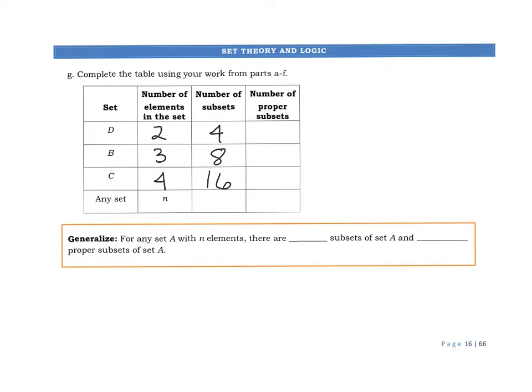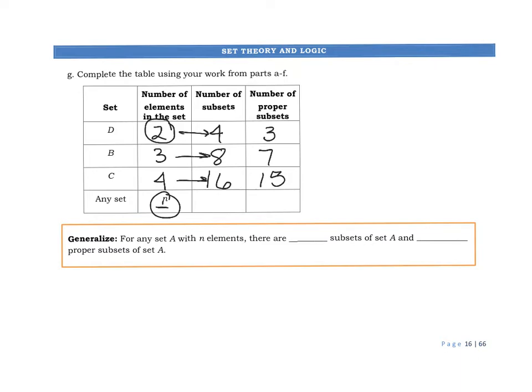And the number of proper subsets, remember you can't include the set itself, so we had for set D 3, for set B we had 7, and for set C we had 15. So maybe you see a pattern. What could we do if any set has n elements? What could we do with how many elements there are?